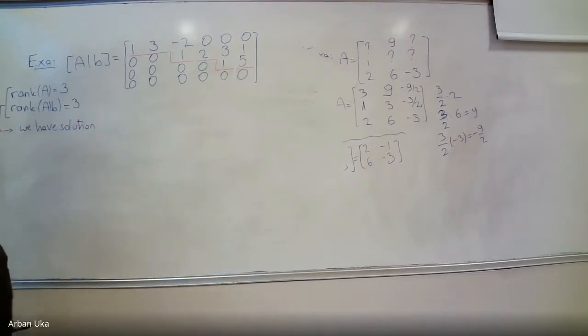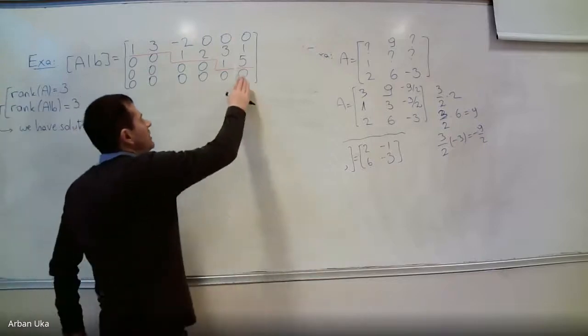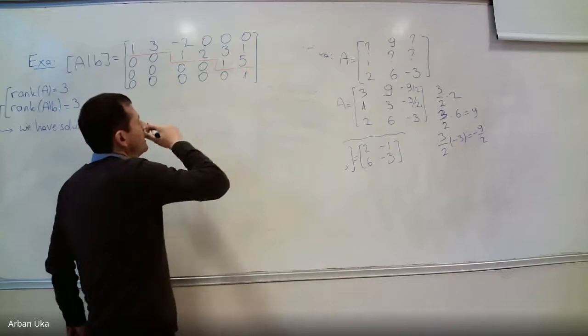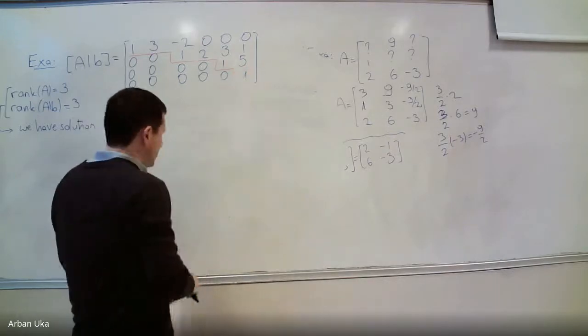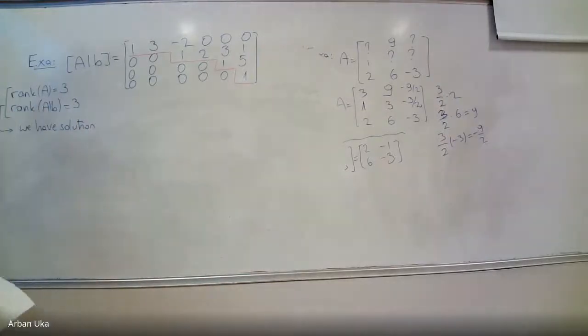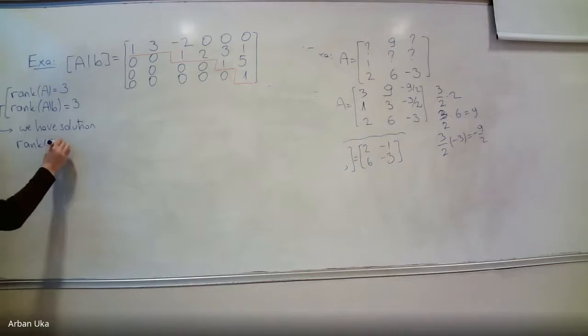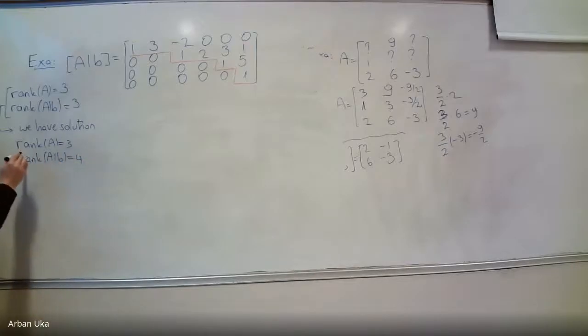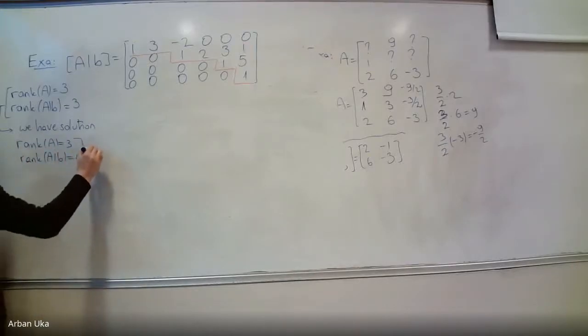The problem could be the following. Imagine for a moment that this number is not 0, but is, let's say, 1. It can be any number. Then at this stage, we'd say that the rank of A would be equal to 3, but the rank of AB is equal to 4. Now, in this case, we have no solution.